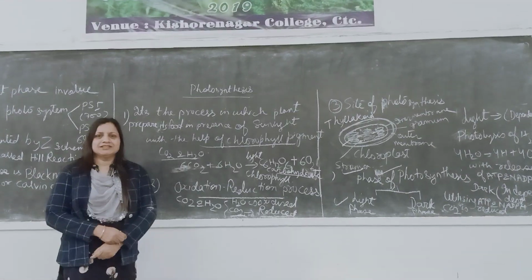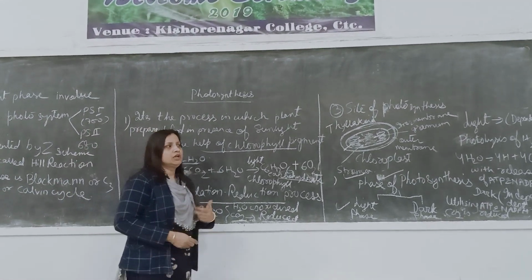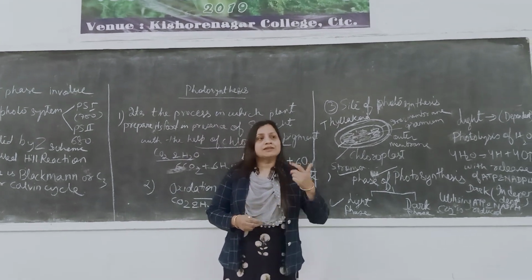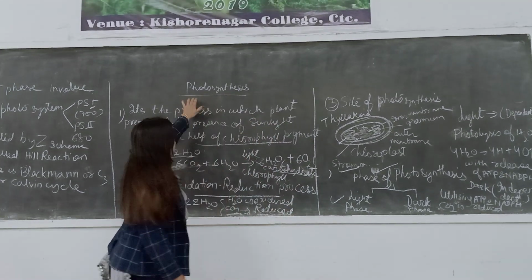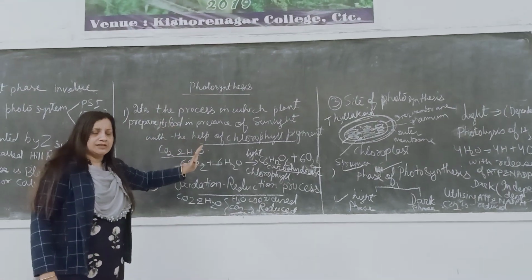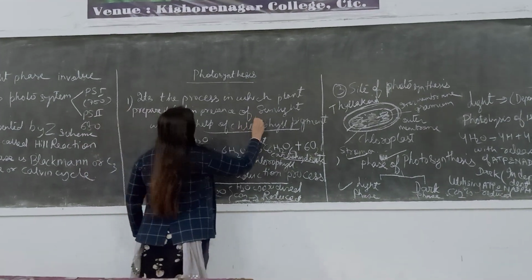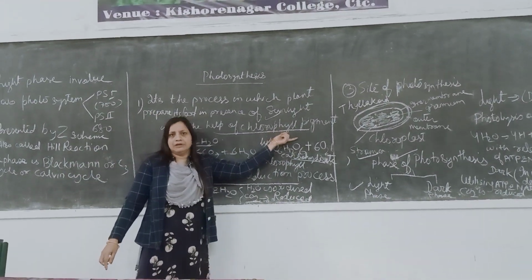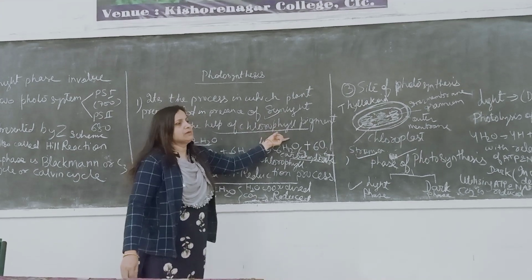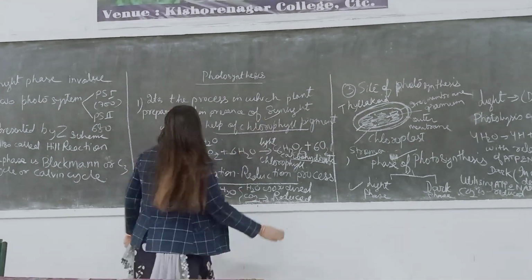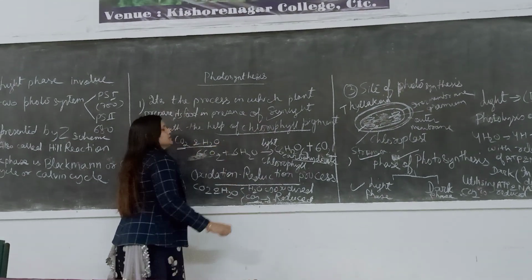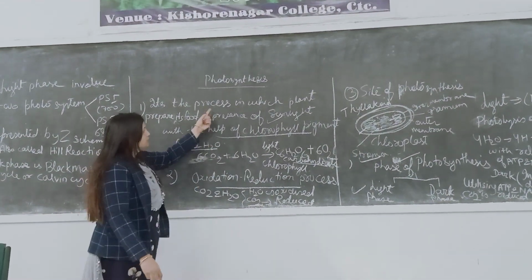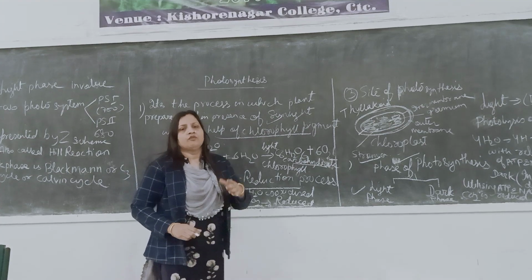So what is photosynthesis? We all know from childhood that plants produce food. What's the process? That process is called photosynthesis. In the presence of sunlight and with the help of chlorophyll pigment, because we all know chlorophyll pigment is present in the chloroplast, and with carbon dioxide and water, taking carbon dioxide from the atmosphere and water from the root, the plant prepares its food, and that is called photosynthesis.